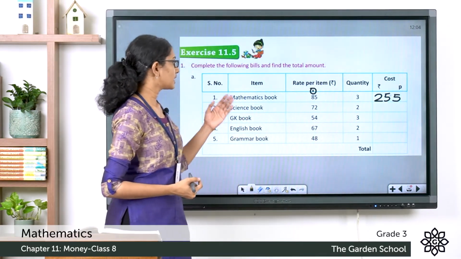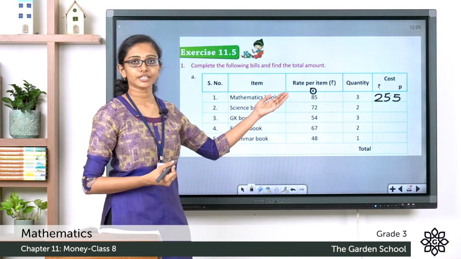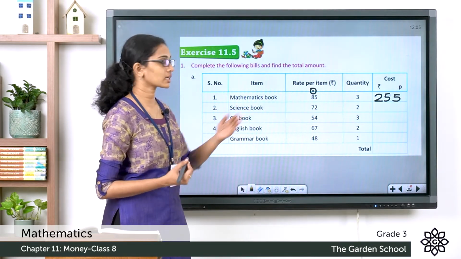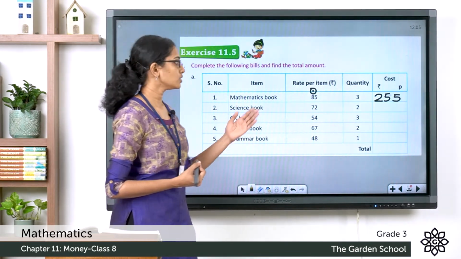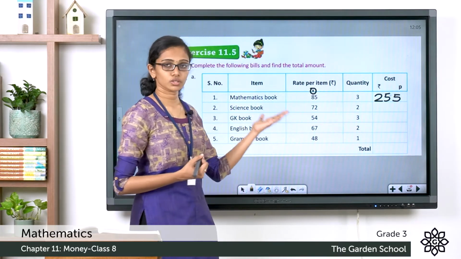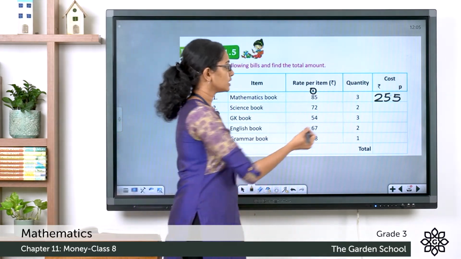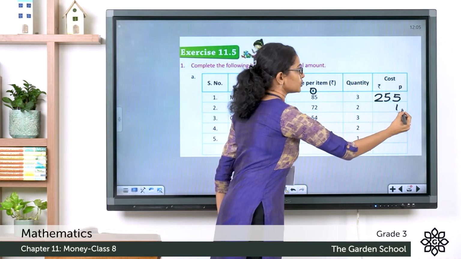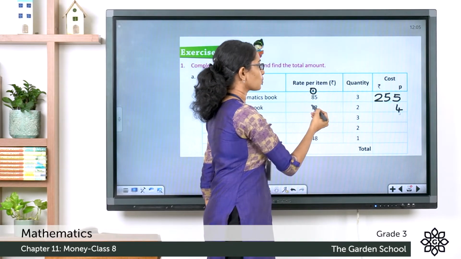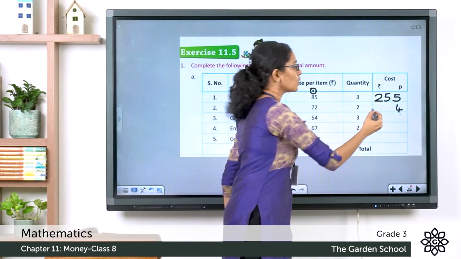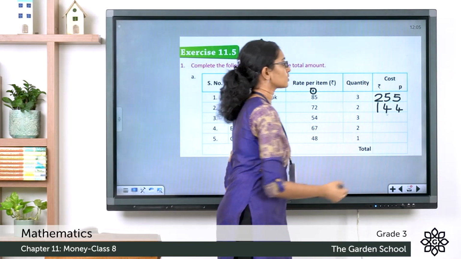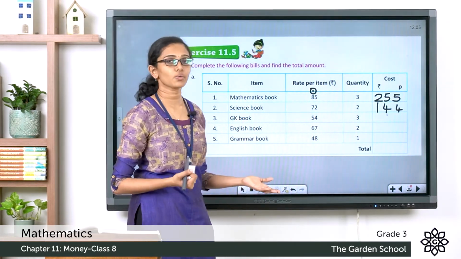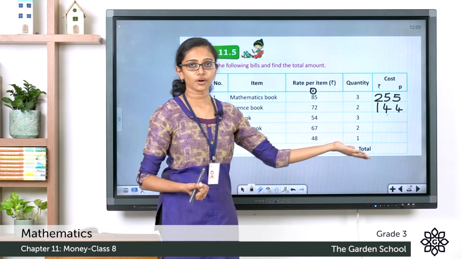Now the next one, science book. The rate per item, or the cost of one science book, is equal to 72 rupee. You are buying 2 science books. So the total cost of the 2 books will be 2 into 2, which is equal to 4. Now 2 into 7, which is equal to 14. So here the cost of 2 science books is equal to rupees 144.